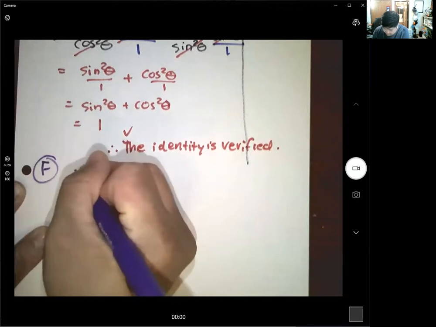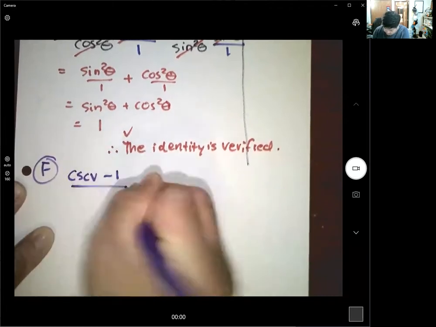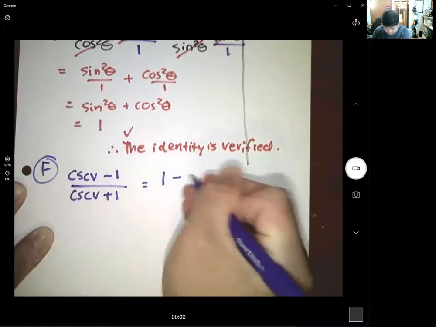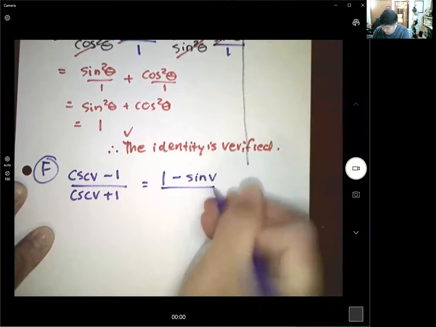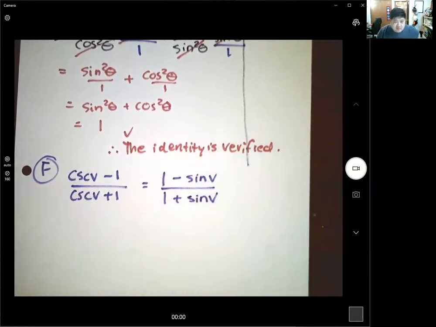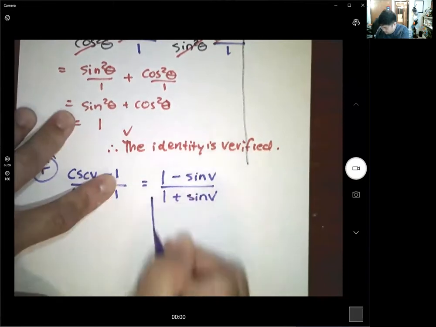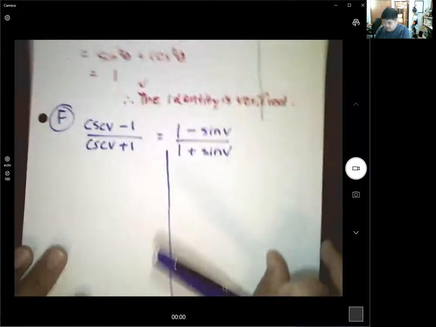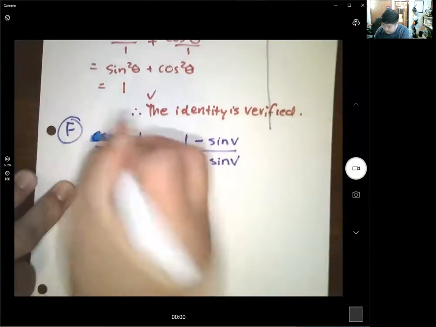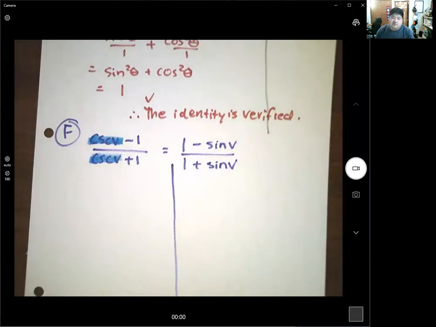We have cosecant of v minus 1 over cosecant of v plus 1 equals 1 minus sine of v over 1 plus sine of v. So, of course, there are lots of ways that this can be done, but I am going to start by using the old trick of the past several problems of changing all of the functions to terms of sines and cosines.